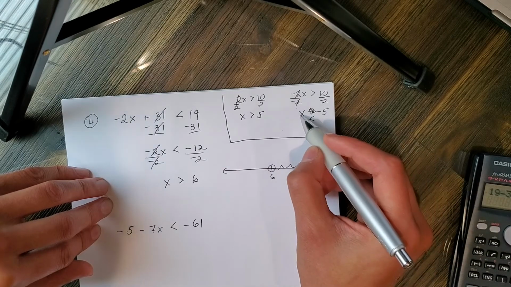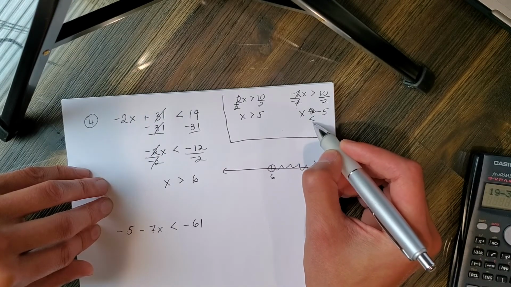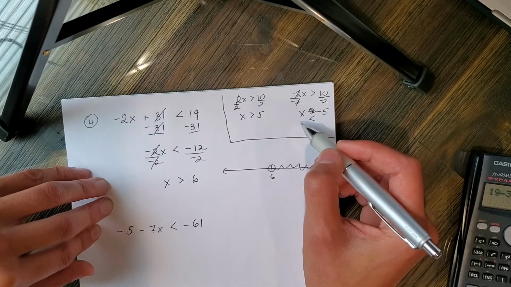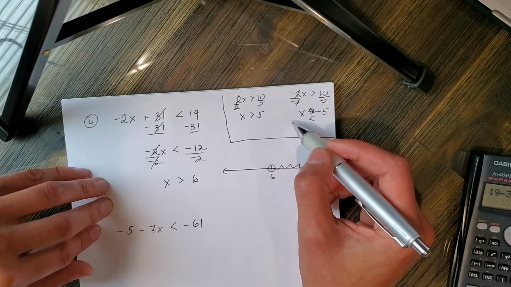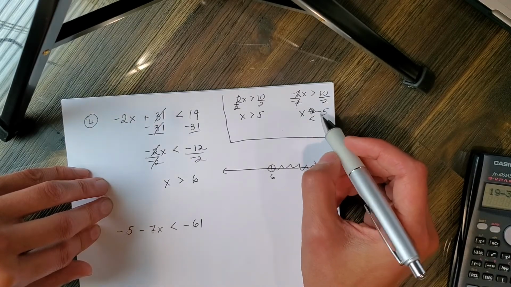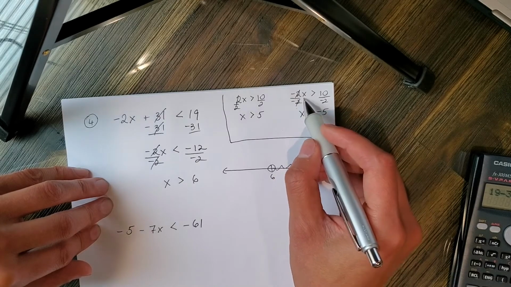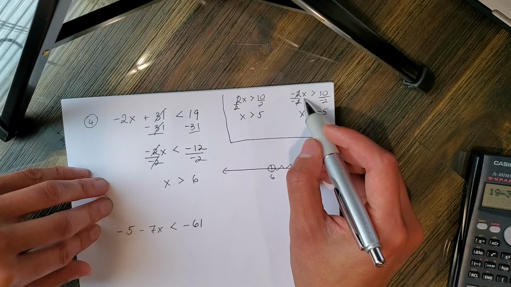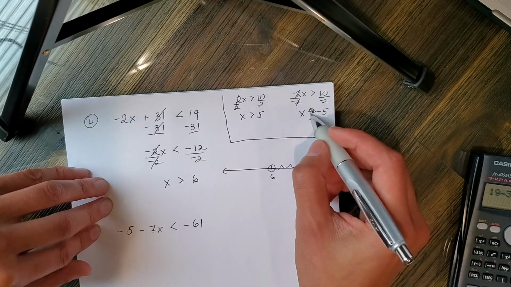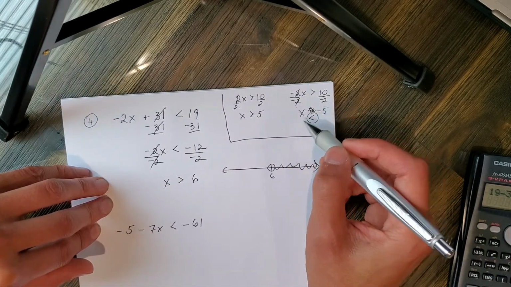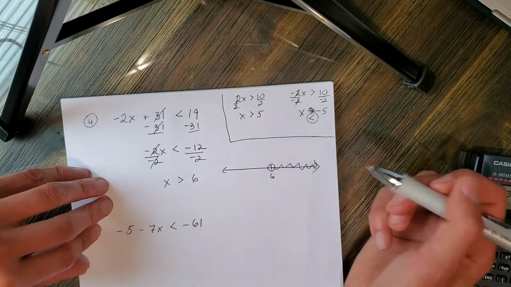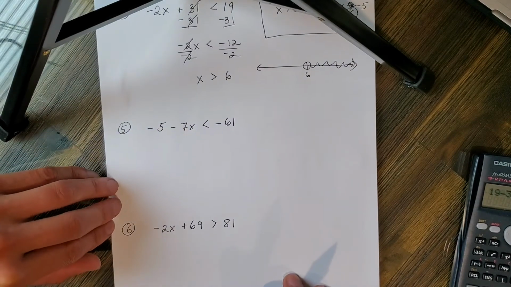For example, if I plug in here now a value that is less than -5, a value that is less than -5 would be like -6 or -7, -8, and so on. So it'll be all the numbers to the left of -5. So for example, let's try -6. -2 times -6 is +12. Is +12 bigger than 10? Yes, it is. And that's why we have to switch the direction whenever we divide by a negative in order to keep the statement true.